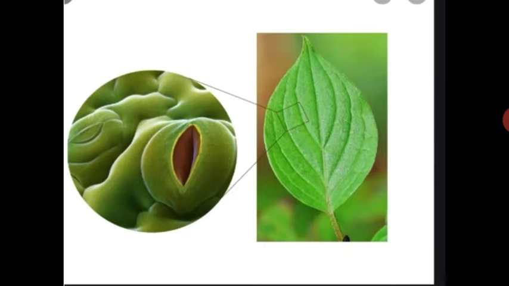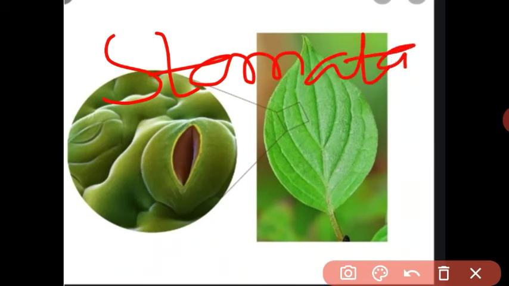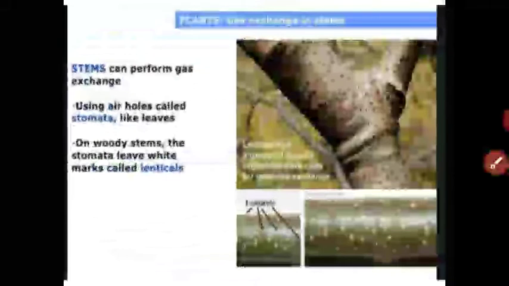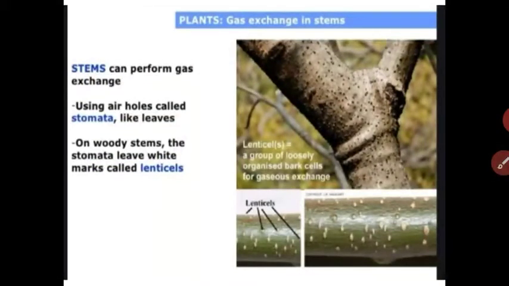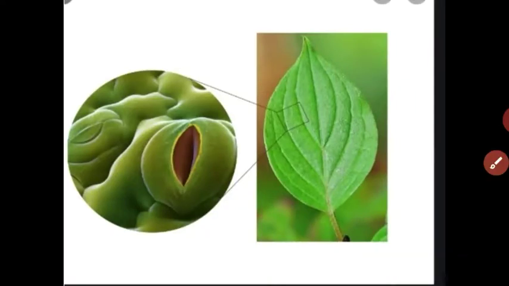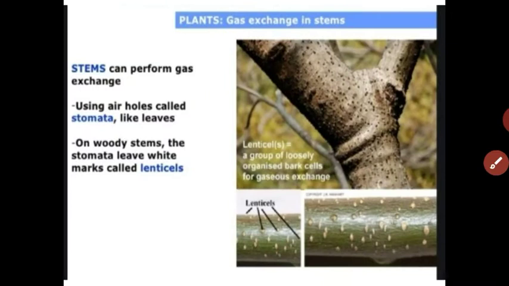Got it, students? The plant can respire through the stomata, which are present on the surface of the leaf. The plant can also respire through the small openings present on the bark of the plant, called lenticels. It is a permanent opening, and this opening is open during the daytime and also at night.